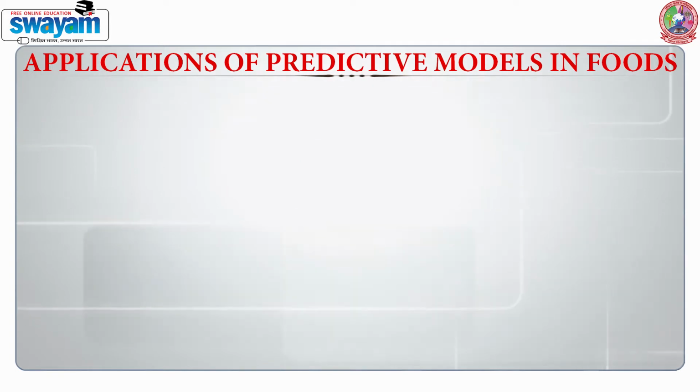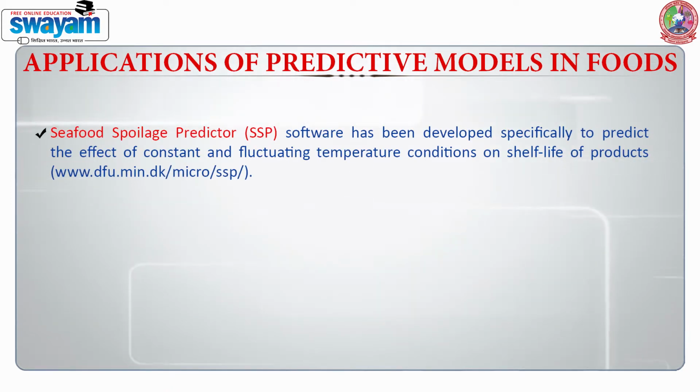When we talk about the application of predictive models in food, we cannot ignore the SSP model, which is the Seafood Spoilage Predictor. This software has been developed specifically to predict the effect of constant and fluctuating temperature conditions on the shelf life of the sea products.